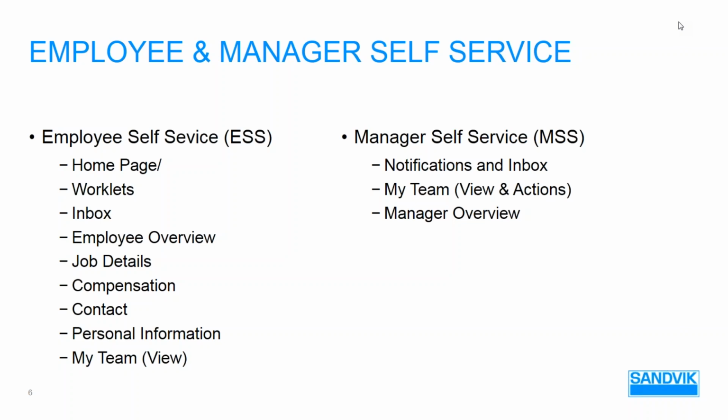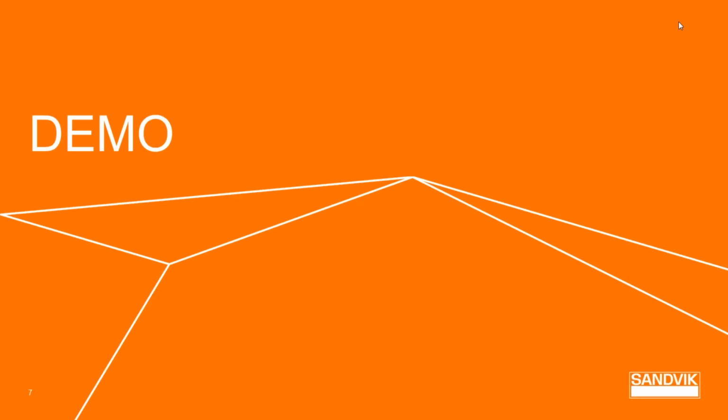Then we're going to move over to the manager self-service and the inbox and notifications that a manager would get. And also employees will get notifications and inboxes, and so will HR. I will take you through my team and how a manager can initiate actions on the people that report to them, and then to give you an overview of what the manager will see. So now I'm going to go into the system and we'll get started.